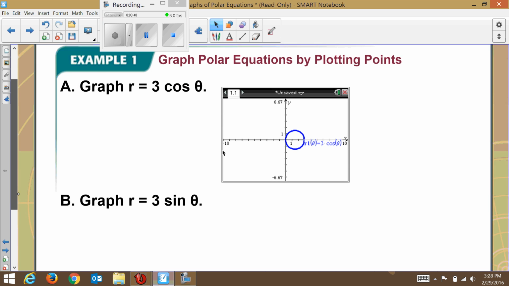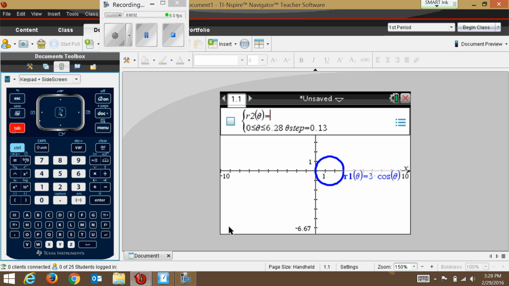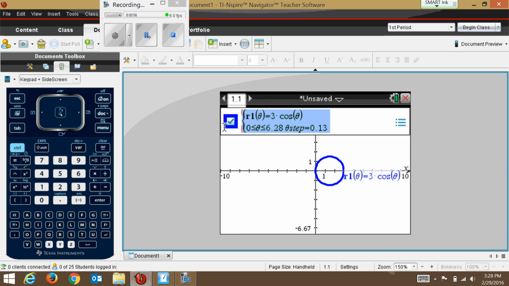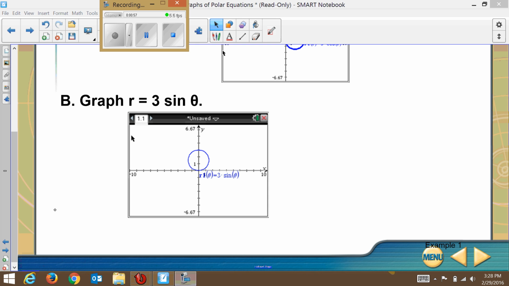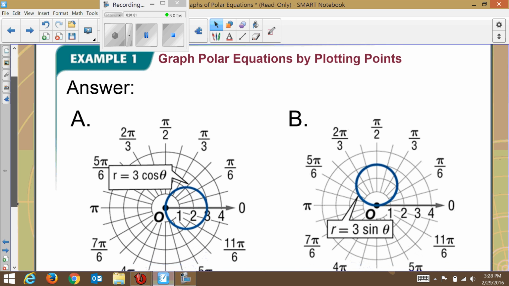If I wanted to graph b, I would just change it to sine. So I'd come back over my graph, and I would change my equation to sine. And so that would be how the graph looks. Given here, they show it in the polar form.